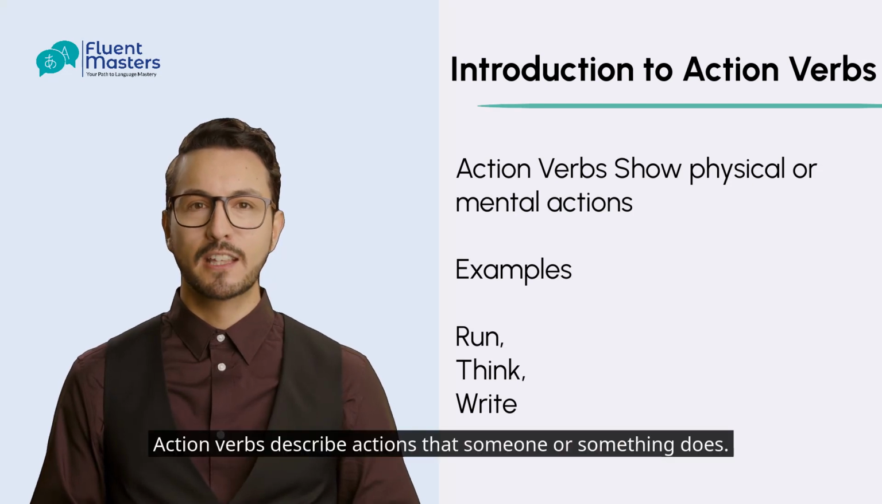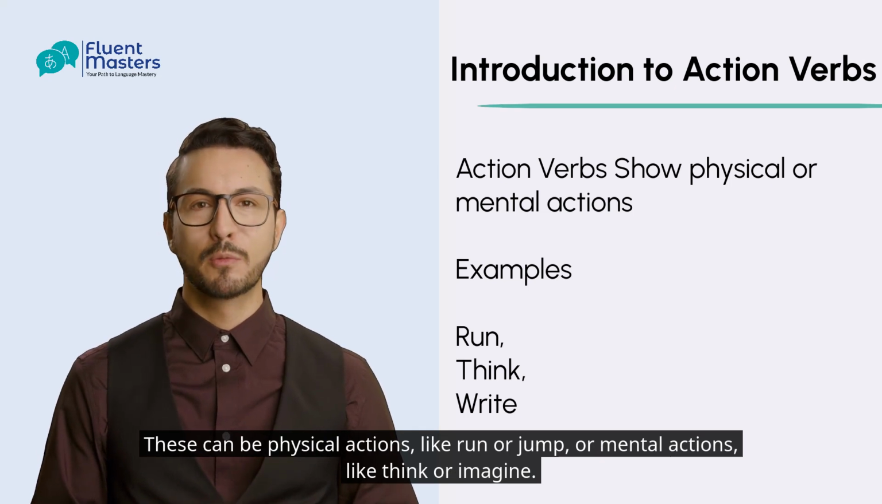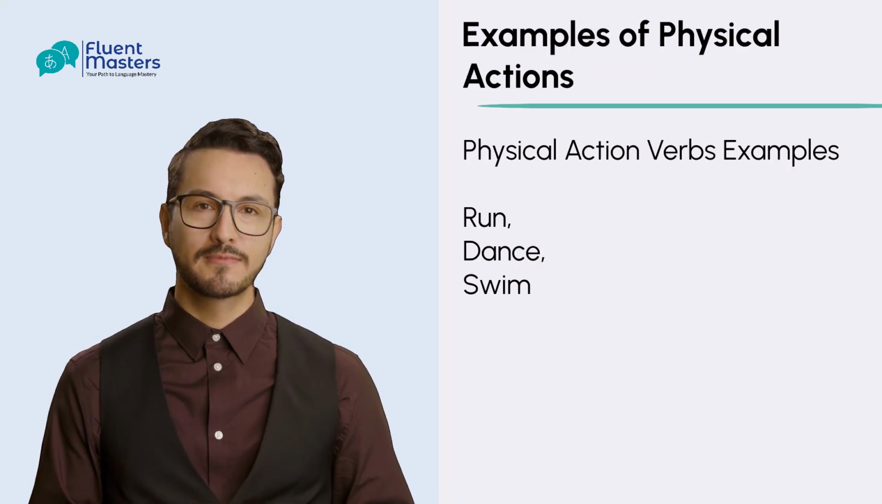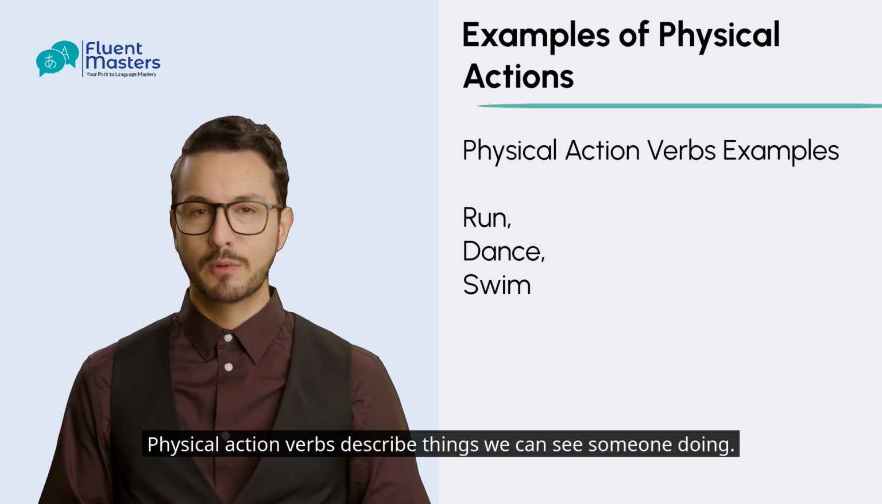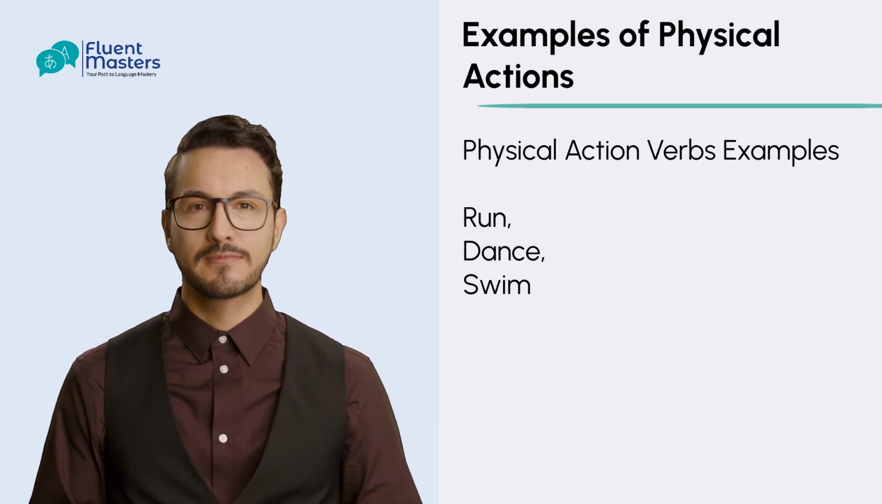Action verbs describe actions that someone or something does. These can be physical actions like run or jump, or mental actions like think or imagine. Physical action verbs describe things we can see someone doing. For example, run, dance, and swim are all physical actions.